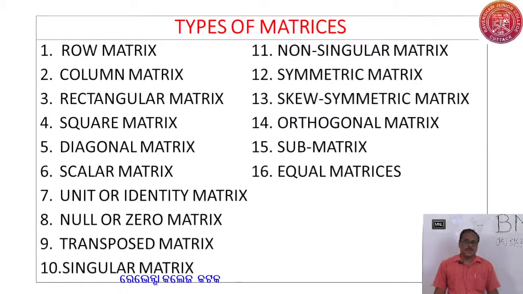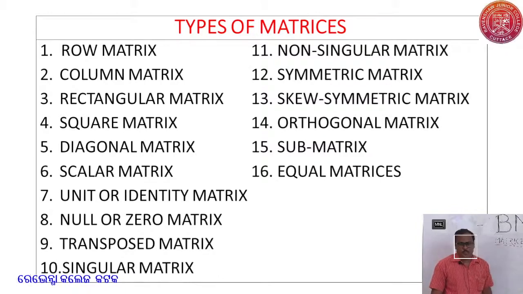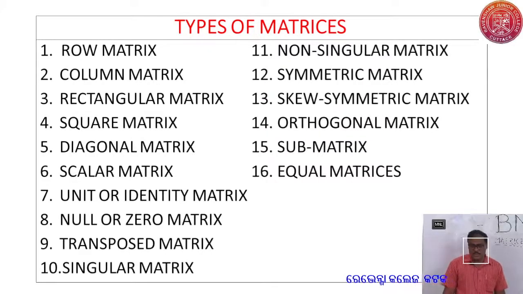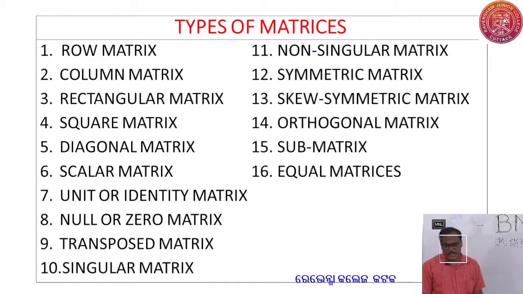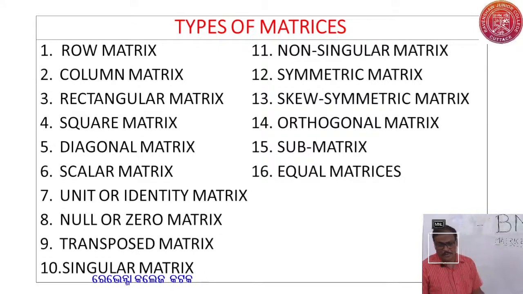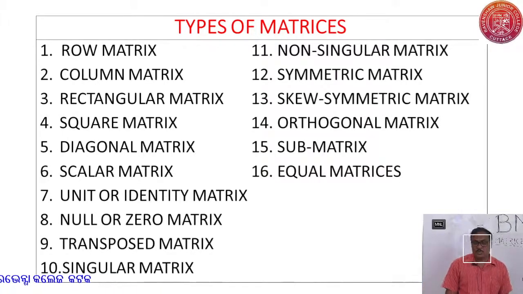There are different types of matrices. We will discuss 16 matrices. First is row matrix, second is column matrix, then rectangular matrix, square matrix, diagonal matrix, scalar matrix, unit or identity matrix, null or zero matrix, transpose matrix, singular and non-singular matrix, symmetric matrix, skew symmetric, orthogonal, submatrix, and equal matrices. So we have to discuss these 16 types of matrices in this class.